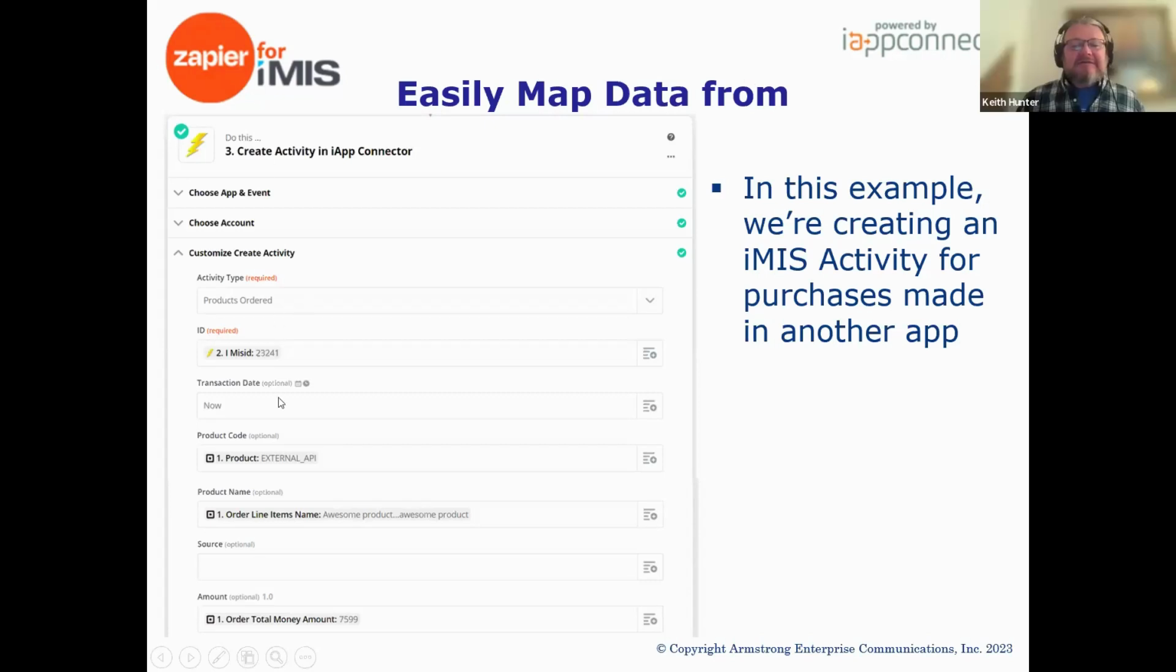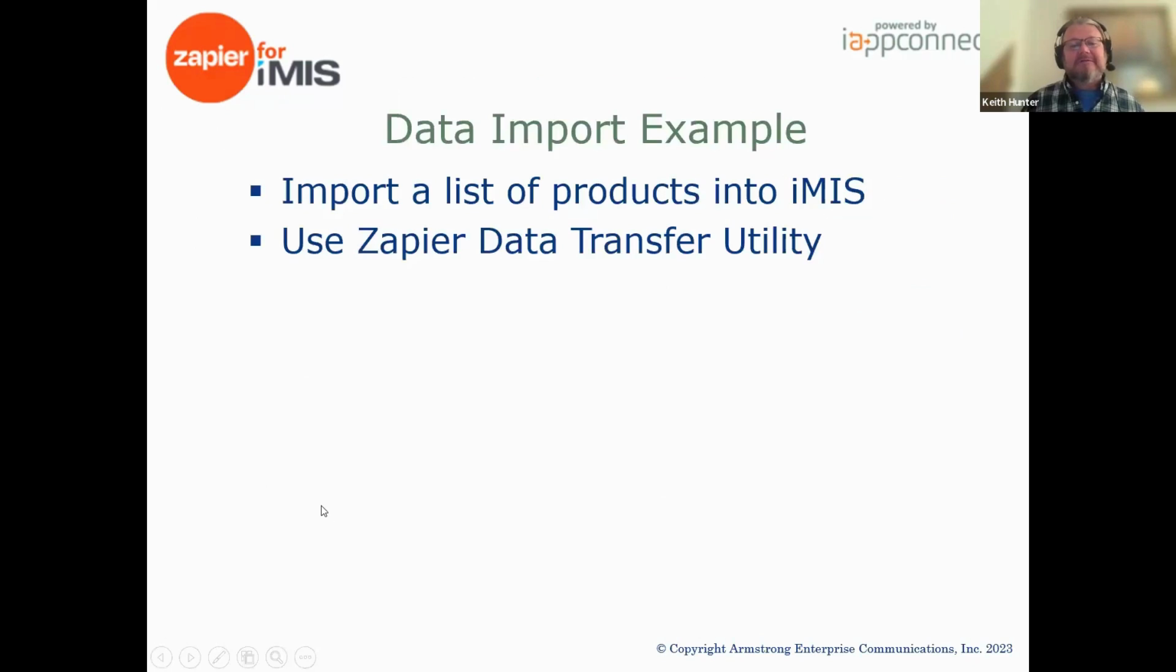So it's as easy as this to map from one field to another. And this data could be coming from iMIS. It could be coming from a spreadsheet. It could be coming from a survey tool. It could be coming from a forms tool like JotForms, anything at all. It could be coming from Eventbrite. Any source at all, just bring that data in field by field, put it in the activity that you want. Very easy. So I'm going to show you an import now.